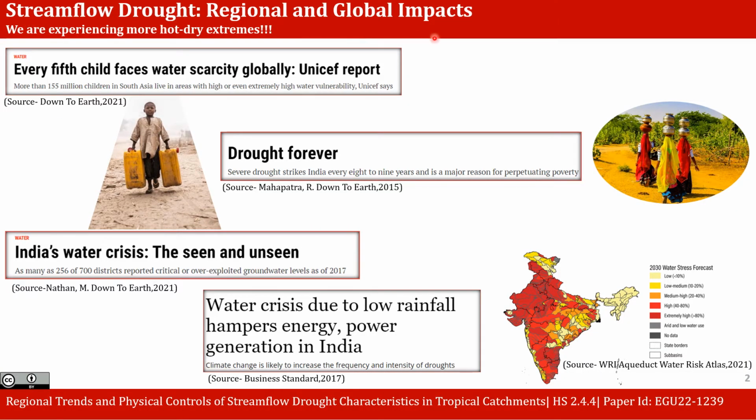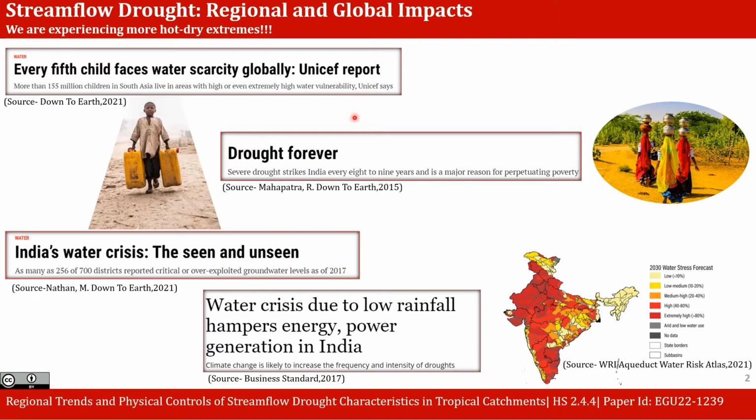Streamflow drought, regional and global impacts. Are we experiencing more hot and dry extremes? Ask this question to yourself. First, let's build some knowledge on the global impacts. Here is a report which says every fifth child faces water scarcity globally. That is the current situation. So what is going to happen in the next few years? More than 155 million children in South Asia live in areas with high or even extremely high water vulnerability. So these are the things that focus our attention on water scarcity and drought episodes.